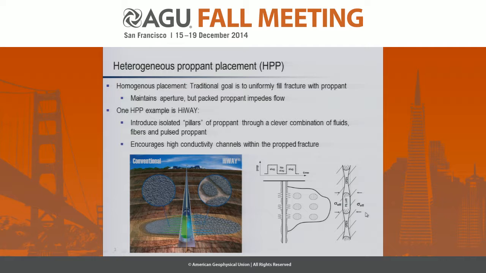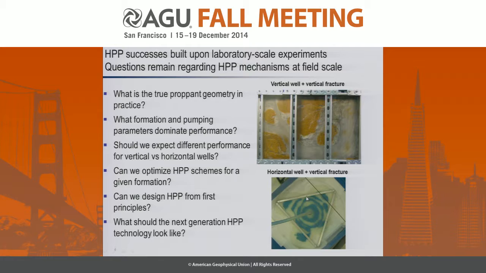So this is of course the conceptual picture. We really wanted, in research at Schlumberger, to try to understand this in more detail. What we were working off of was that the design of the technology had really been inspired by some lab scale tests, and then there had been this jump to the field.